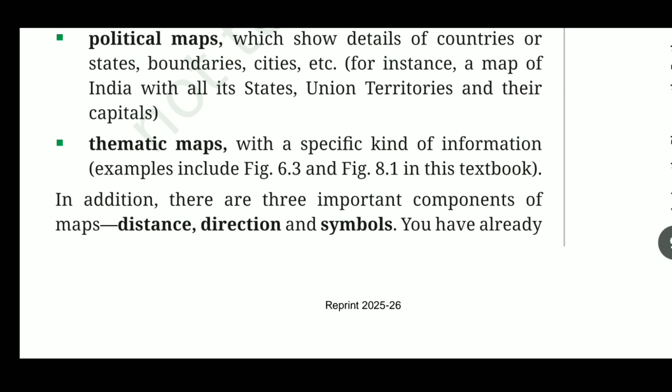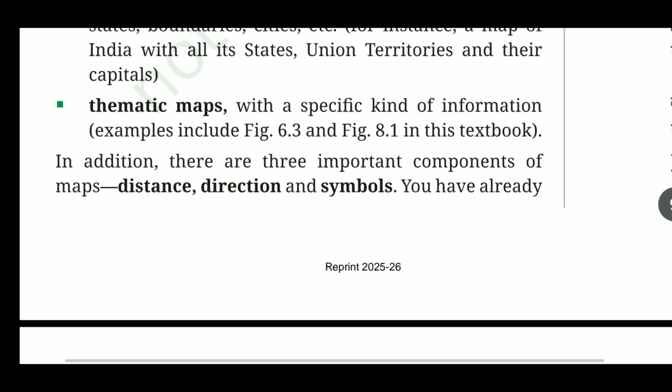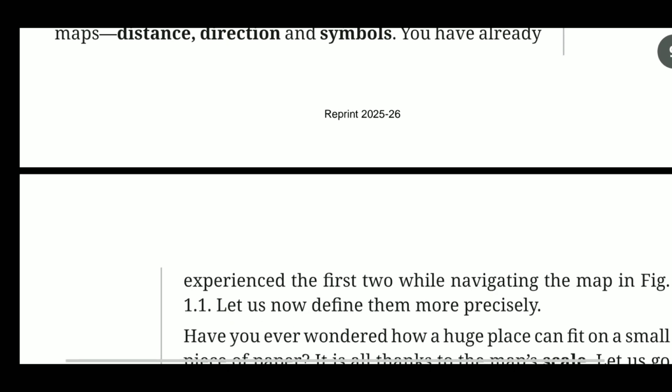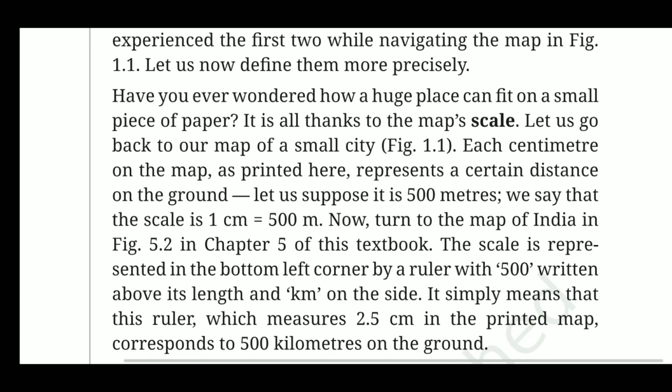In addition, there are three important components of a map: distance, direction, and symbols. You have already experienced the first two while navigating the map in figure 1.1. Let us now define them more precisely.